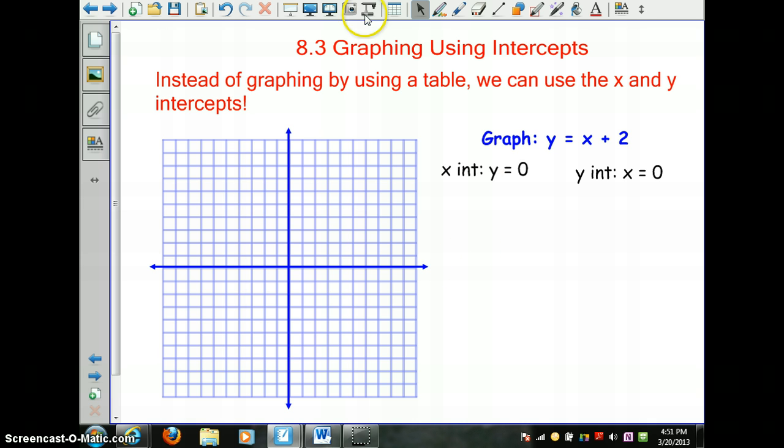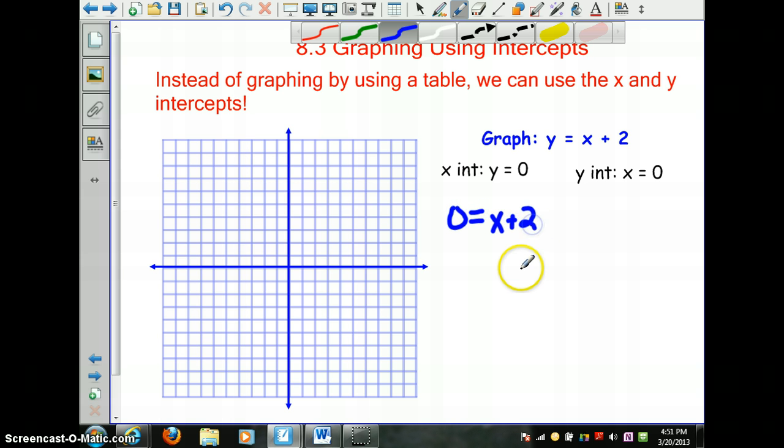So let's look at this. We have y equals x plus 2 is our equation. Instead of making a table, what we can do here is to find the x-intercept, we can plug in 0 for y. So we have 0 equals x plus 2. And then we solve for x. So minus 2, minus 2. You can do your railroad tracks if you want to. So we have negative 2 equals x. So our x-intercept is going to be negative 2, comma 0.